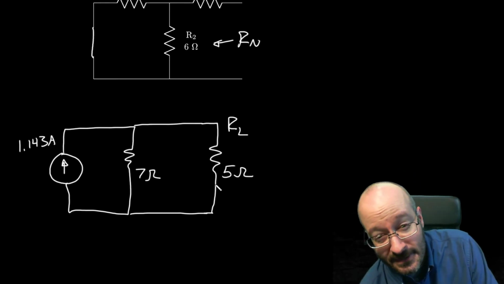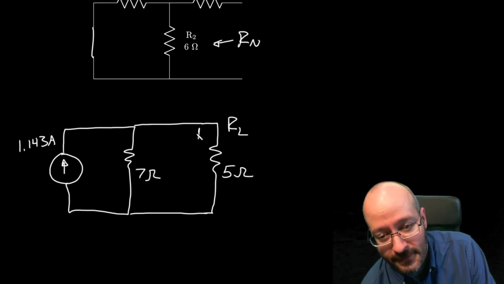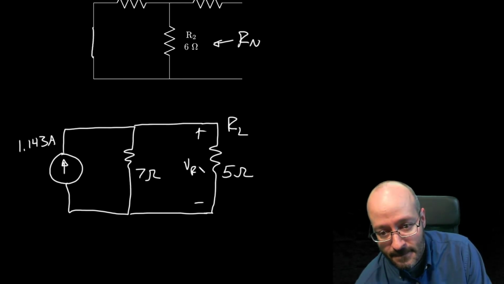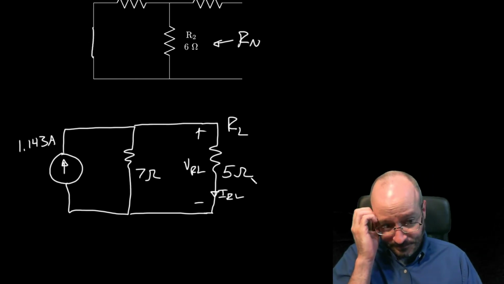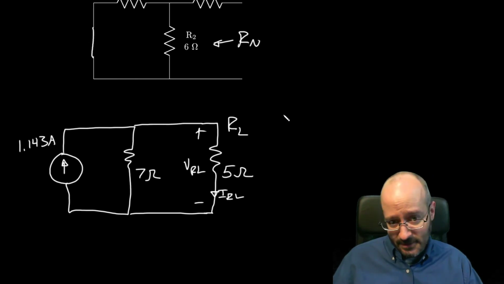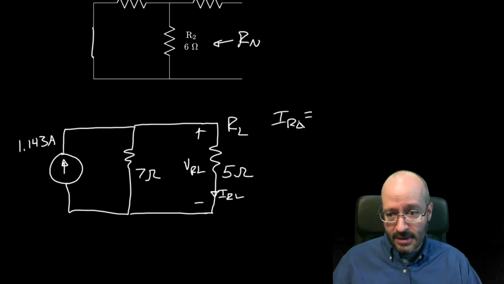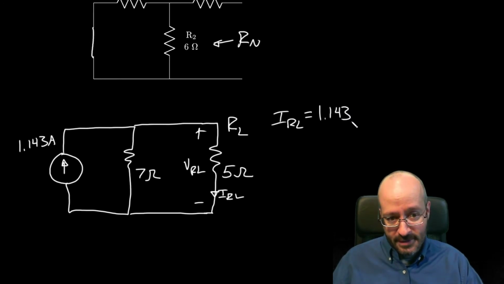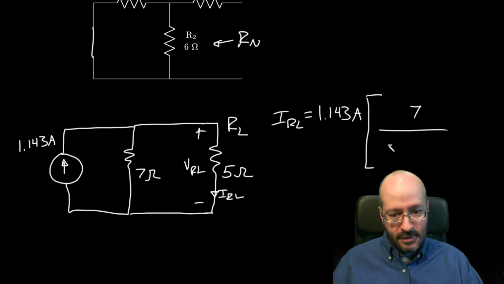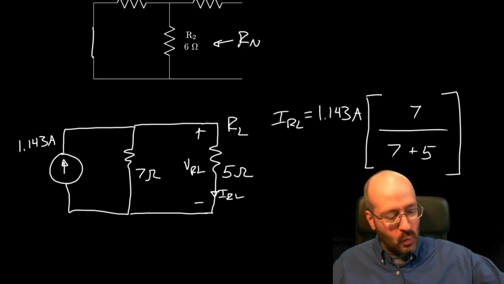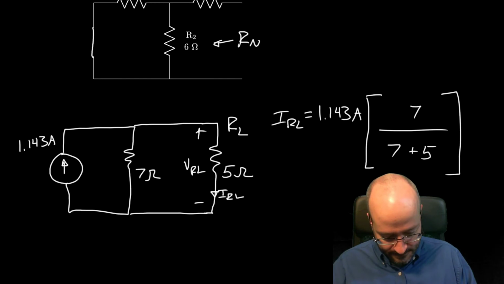Right, this is our load. And what we were interested in is the voltage across the load, and the current through the load. This one shows up everywhere too because look, it's a current divider. I'm just going to use that current divider formula to say that 1.143 amps splits according to the ratio. I need the opposite branch resistance, so that's going to be 7 over 7 plus 5. Okay, so we get 7/12 of that current.